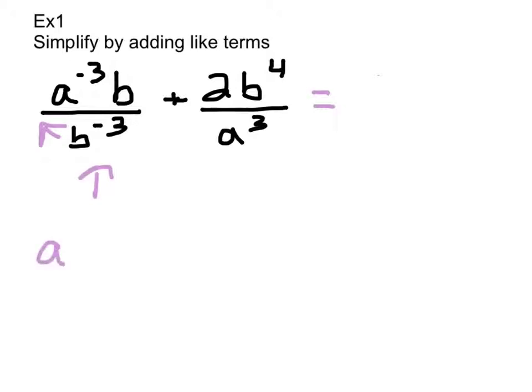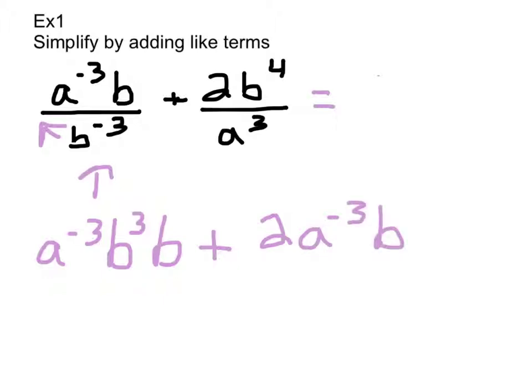So I have a to the negative 3 in top. I'm going to move my b to the negative 3 up. It becomes a b cubed. And then I still have the b. Plus, now over here on the right side, I'm going to move everything up. So 2a to the negative 3 and then the b to the 4th.